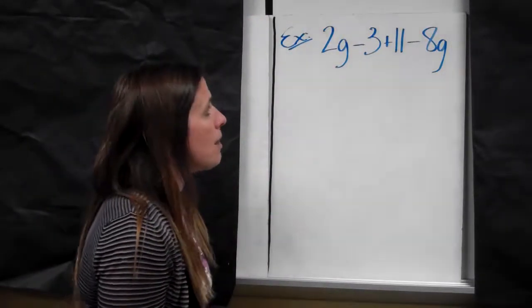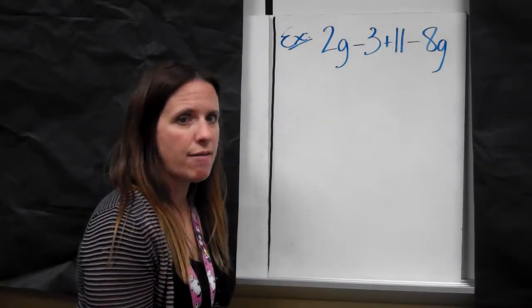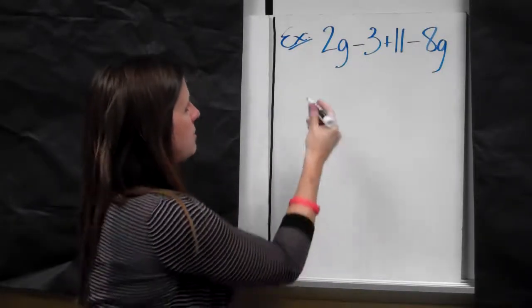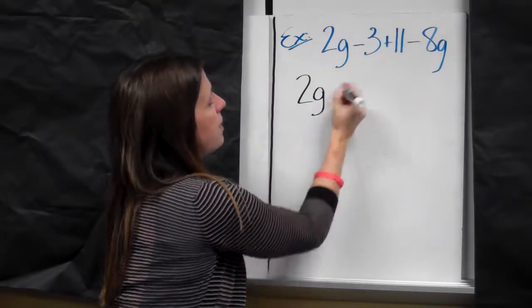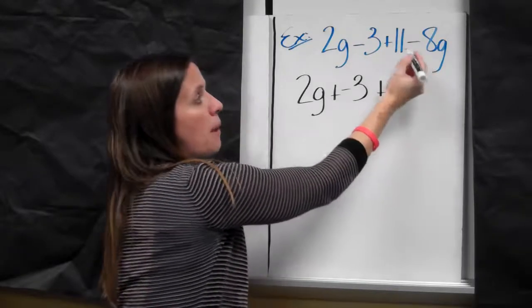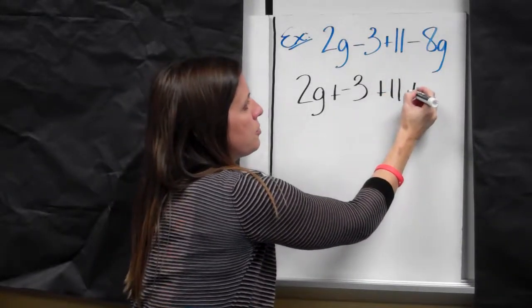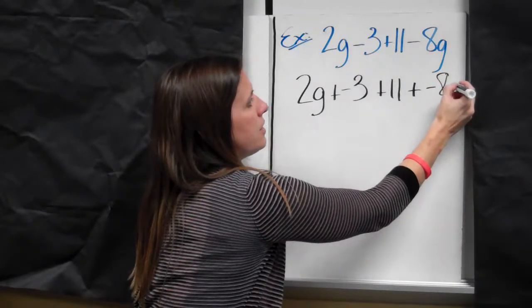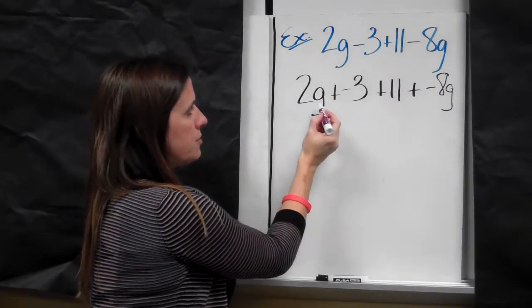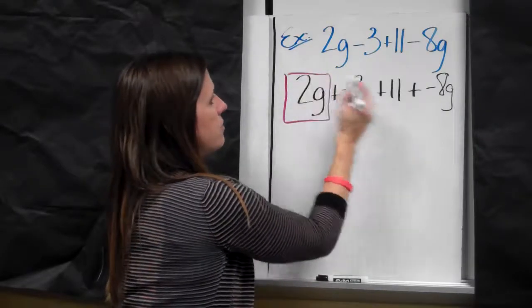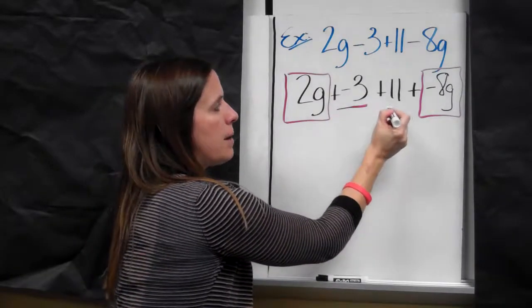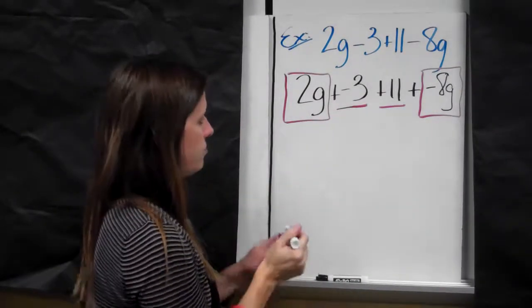2g minus 3 plus 11 minus 8g. How many terms do we have? We have 4. We have some subtraction, so let's go ahead and add the opposite. Well, we're going to rewrite it. 2g stays the same. Minus 3, that becomes a plus, negative 3. Plus 11 stays the same. Minus 8g, change the subtraction to a plus, and 8g to a negative 8g. All right, let's see what kind of terms we have. Our variable is g, and we have 2 of those. So I'm going to put a box around those. I have a negative 3 and a positive 11. Those are the constants. I'm going to underline those.